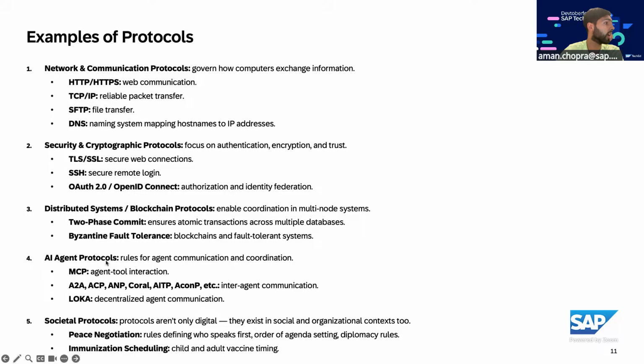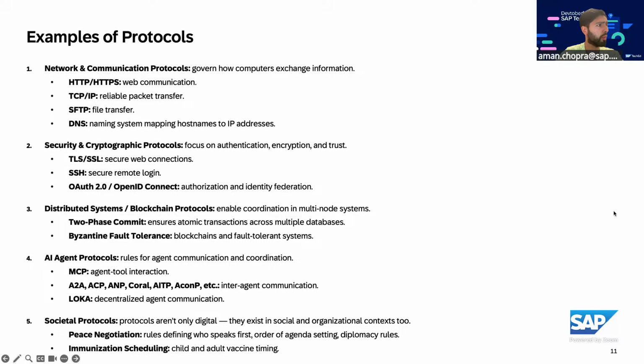And then for the AI agents, we have protocols as well. And these protocols are really just rules for agents to communicate with each other and agents to communicate with tools. So MCP is where you have agent-tool interaction, and it's a protocol for agents to communicate with tools. And then A2A, ACP, ANP, and these others are for inter-agent or agent-to-agent interaction.